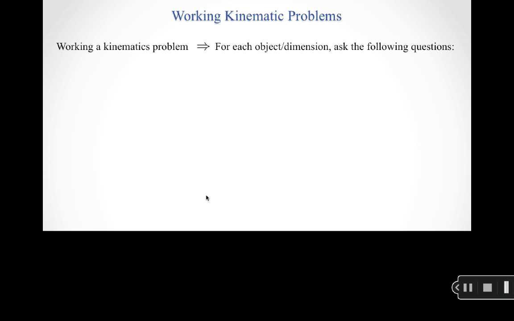So one way to deal with this is to say that, if we know that we're working a kinematics problem, then for each object and each dimension, we need to ask the following question. If I've got multiple objects, I'll need to ask this for each object. If I've got an object moving in multiple dimensions, I'll need to ask this for each dimension my object's moving in. But my set of questions will always start with the first one, which is, what do I know? Basically this is going to be helping me figure out what I know about the acceleration, the initial and final velocities, the initial and final positions, and the time between my initial and final points.